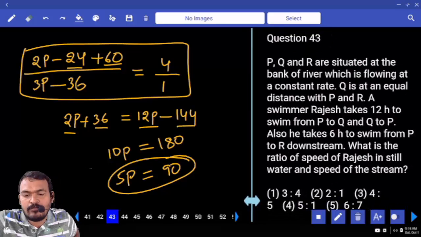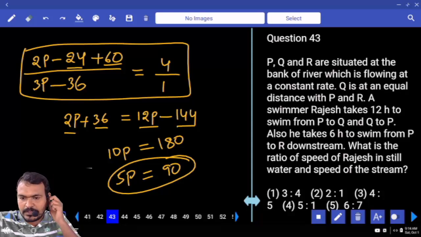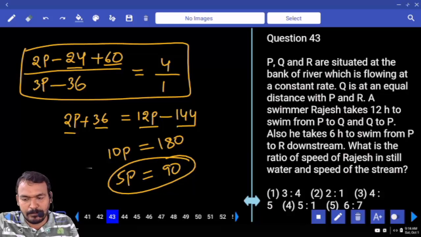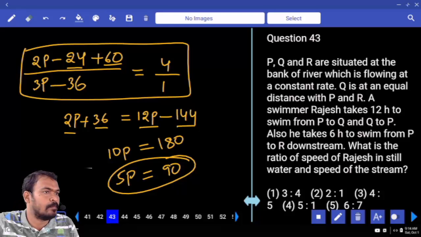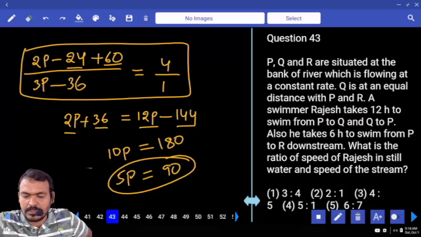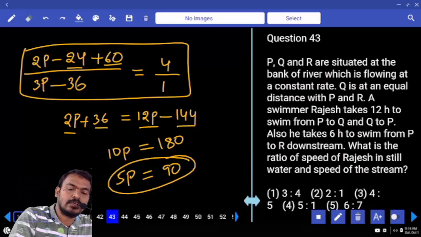Next, question number 43. P and Q are situated at the bank of a river which is flowing at a constant rate. Q is at an equal distance from P and R. A swimmer Rajesh takes 12 hours to swim from point P to Q and Q to P. Also he takes 6 hours to swim from P to R downstream. What is the ratio of the speed of Rajesh in still water and the speed of the stream?